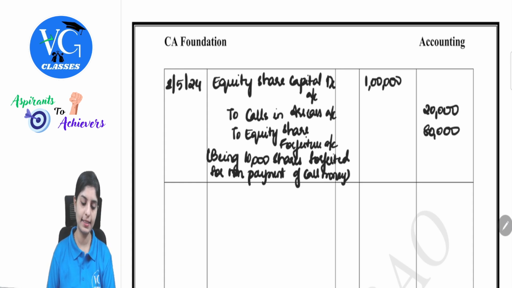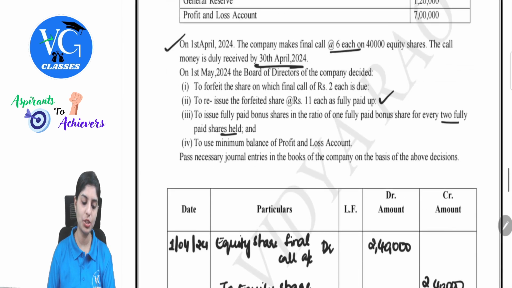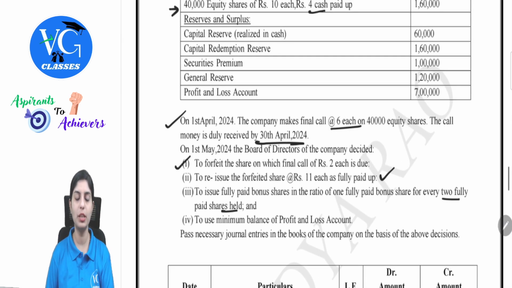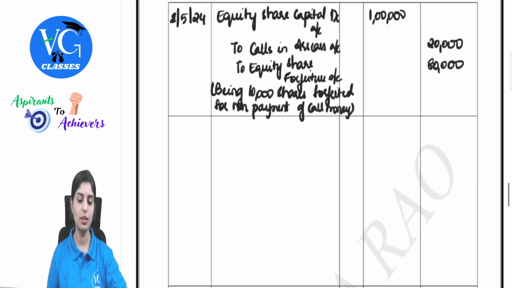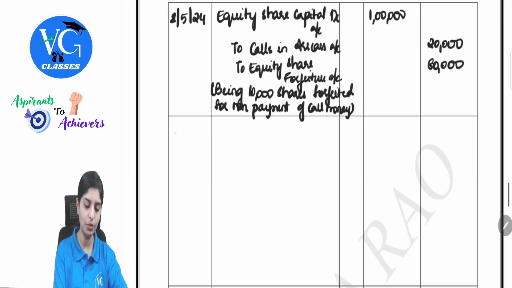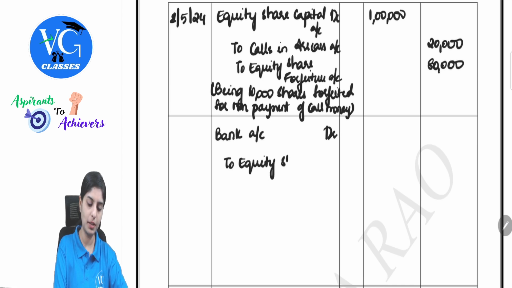Yes. Next. So this was the forfeiture entry. We are done with this. Next is to reissue the forfeited shares at 11 each as fully paid up. So there is no issue happening at a discount. So the entry will be bank account debit, equity share capital account debit.